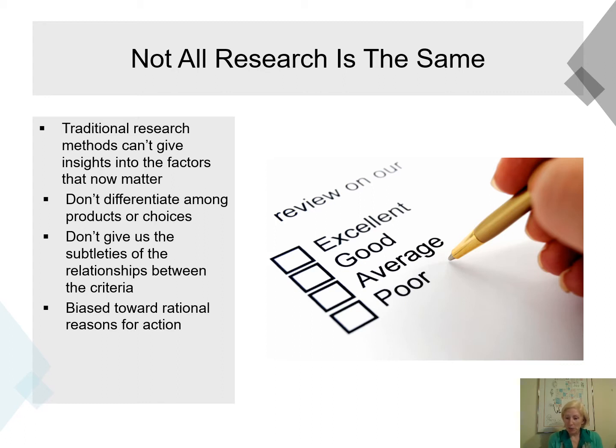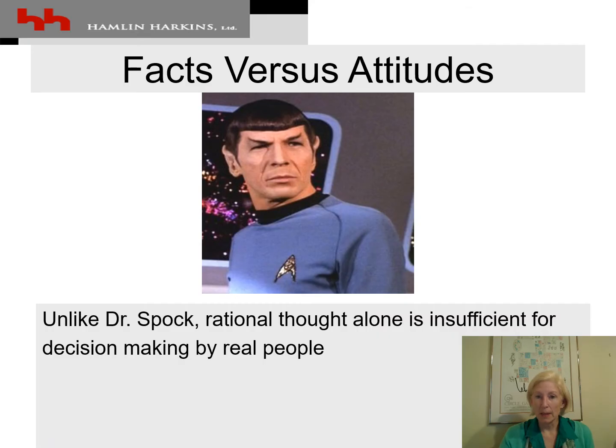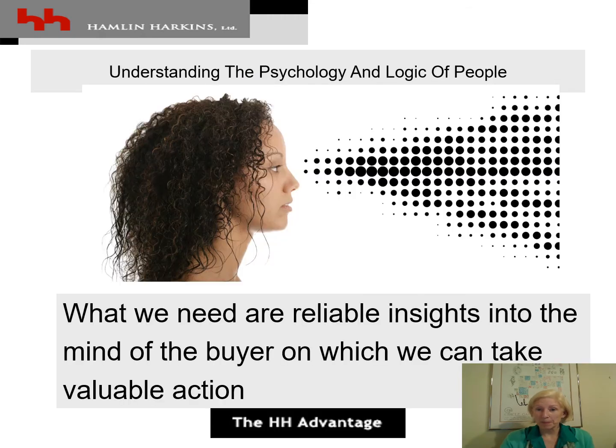The problem with traditional research is that it doesn't differentiate among products or choices. It doesn't give us some of the subtleties in the relationship among multiple criteria that are being used, and it is often based on rational thinking as opposed to the actions that are done on an emotional basis. One of the issues, of course, is that, unlike Dr. Spock, rational thought alone is not sufficient. Most decisions are made largely on the component of emotions.